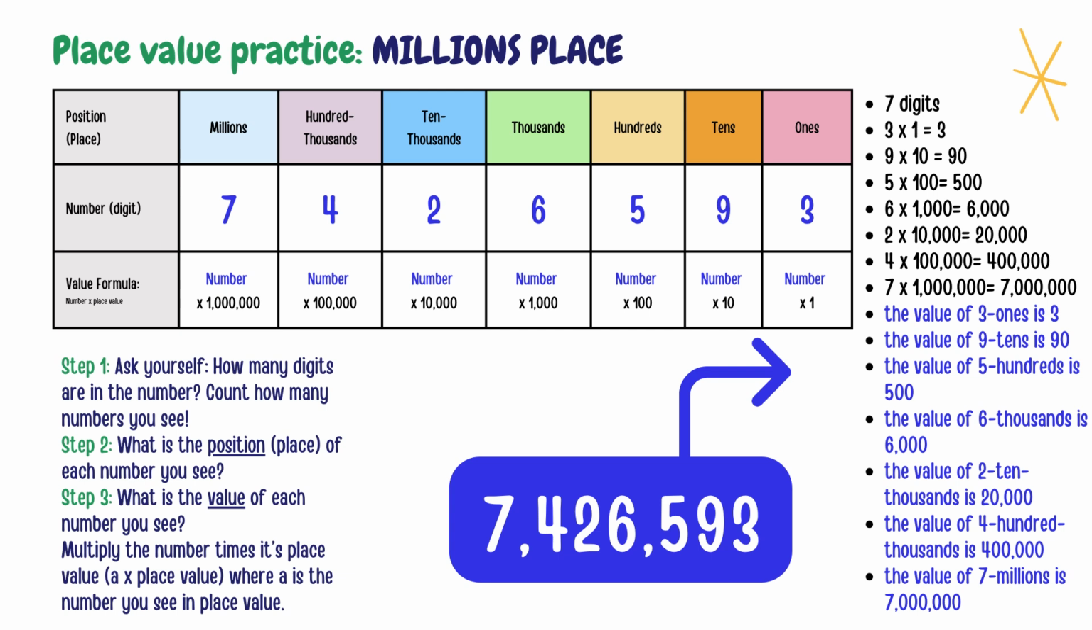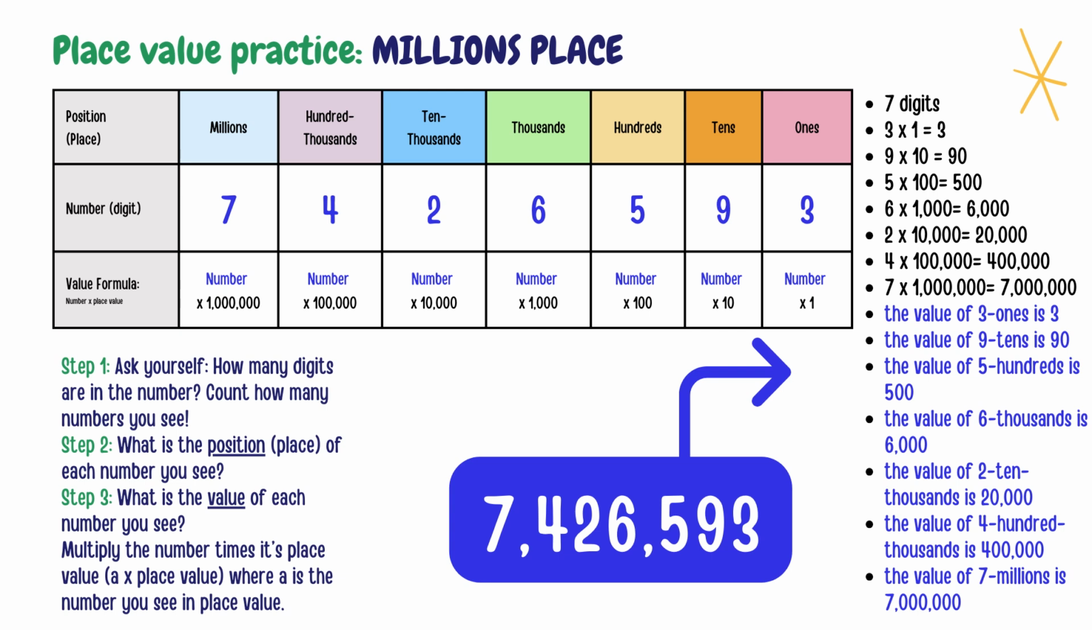Starting from right to left once again, we have a 3 in the ones place, a 9 in the tens place, 5 in the hundreds place, 6 in the thousands place, a 2 in the 10,000s place, a 4 in the 100,000s place, and a 7 in the millions place. Step 3. What is the value of each number you see?